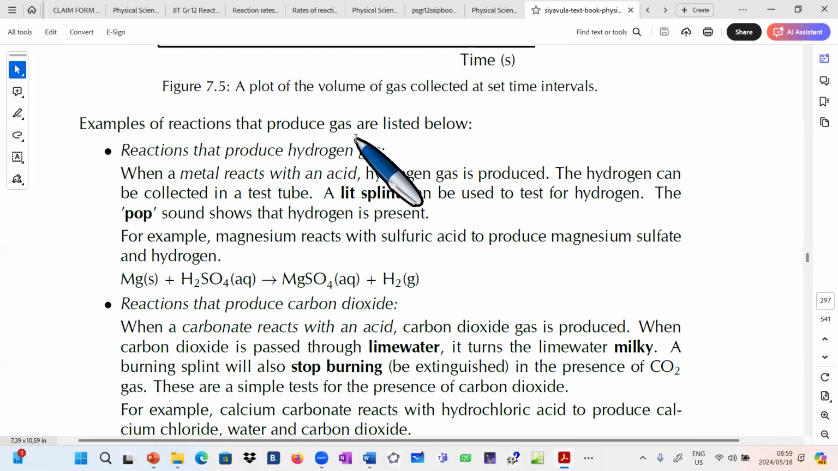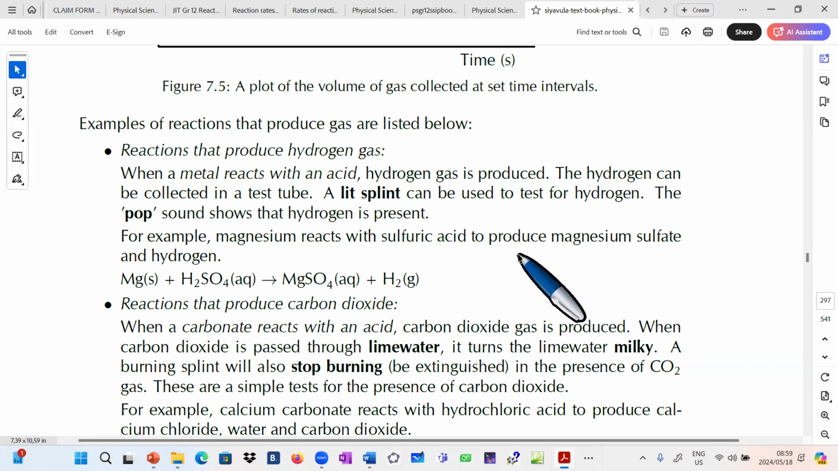Examples of reactions that produce gas are listed below. Reactions that produce hydrogen gas: when a metal reacts with acid, like we saw with magnesium ribbon reacting with hydrochloric acid, HCl, hydrogen gas is produced. The hydrogen can be collected in a test tube. A lit splint can be used to test for hydrogen. So you can take a wooden splint, right? The pop sound shows that hydrogen is present.